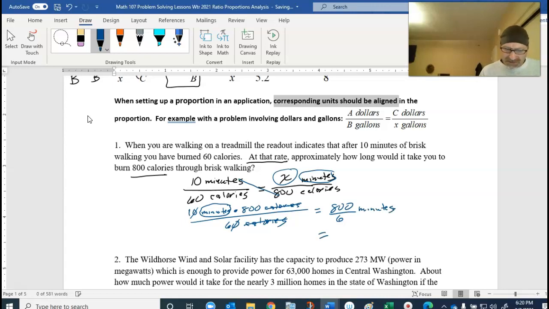And so we'll divide 6 into 800. You can do that on your calculator really quick. And that's going to be 133.3 repeating minutes.